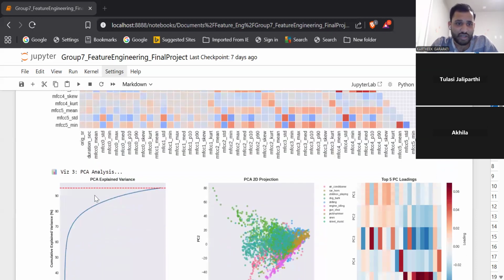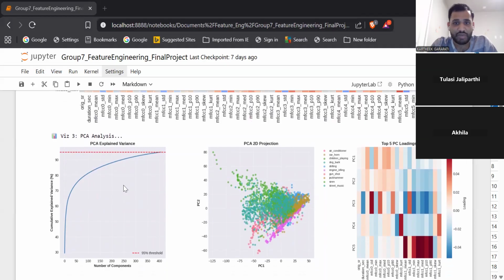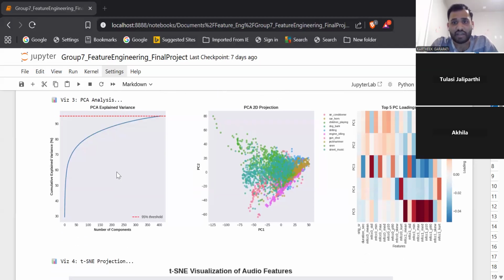Visualization 3, the PCA analysis, has three panels. Left shows 407 components for 95% variance, but 50 explain 75%. Middle shows a 2D projection where dog bark and air conditioner cluster tightly, while children playing and street music overlap. Right shows PC1 on MFCCs, PC2 on spectral features.